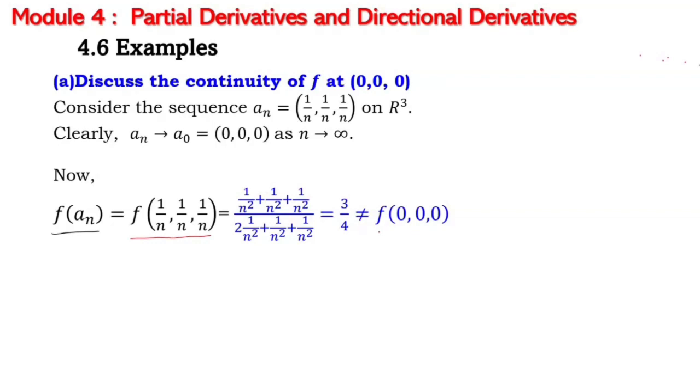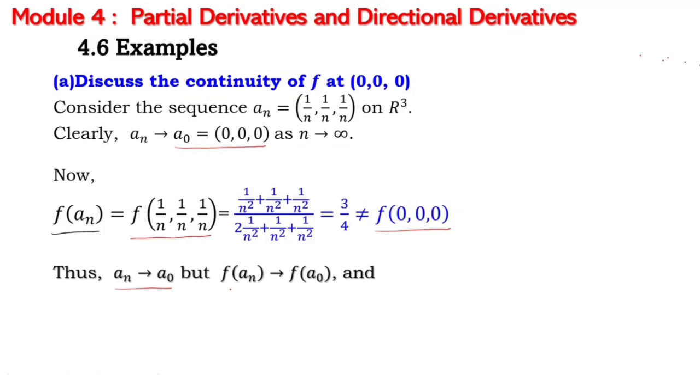But it's given that f(0, 0, 0) is equal to 0. So therefore, this is not equal to f(0, 0, 0). Here a_0 is (0, 0, 0). So this allows us to conclude that a_n tends to a_0, but f(a_n) does not tend to f(a_0). And hence f is not continuous at (0, 0, 0). So the function is not continuous.